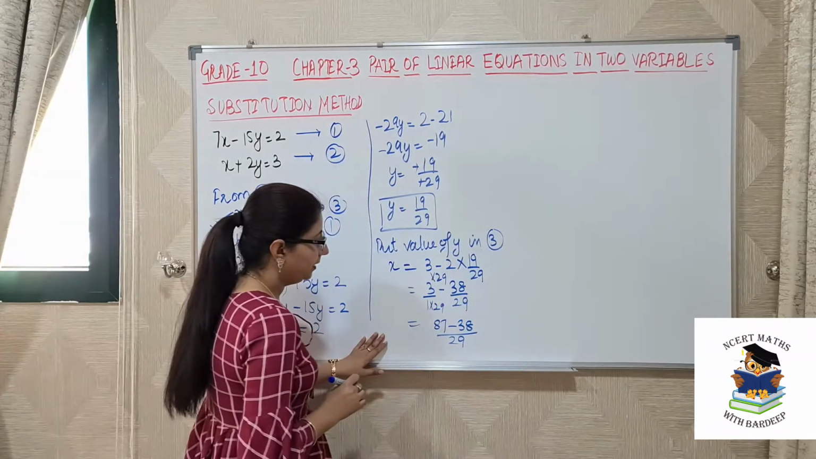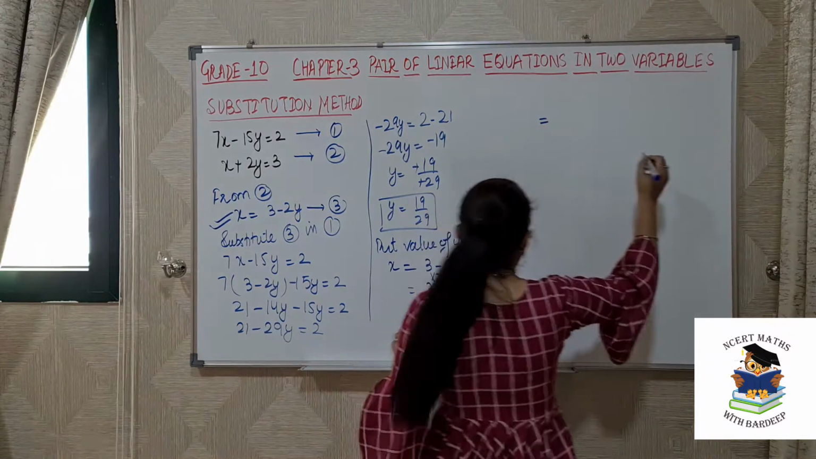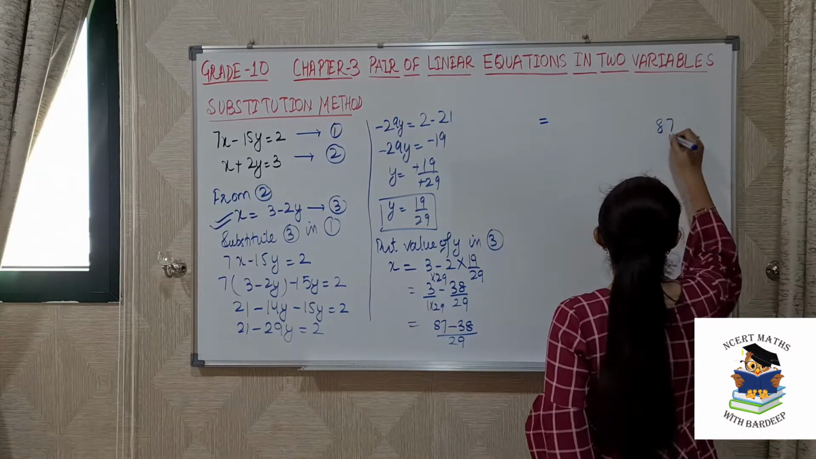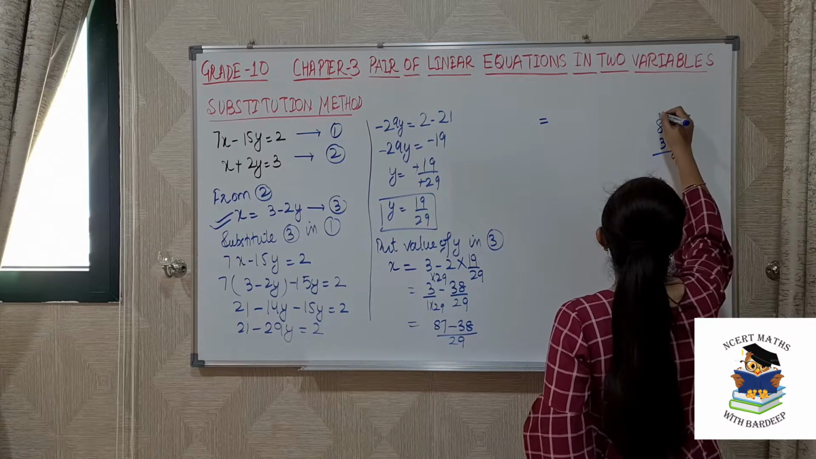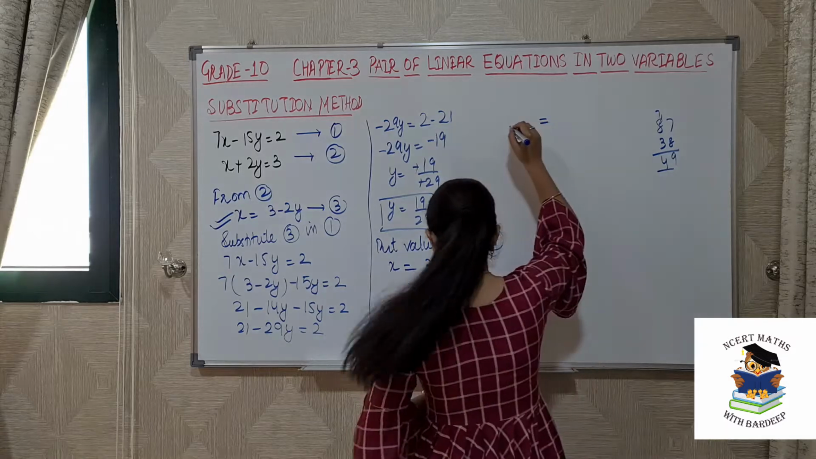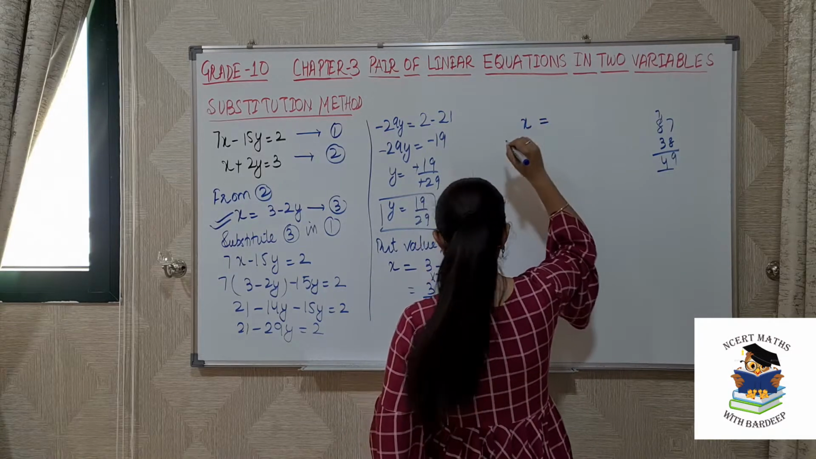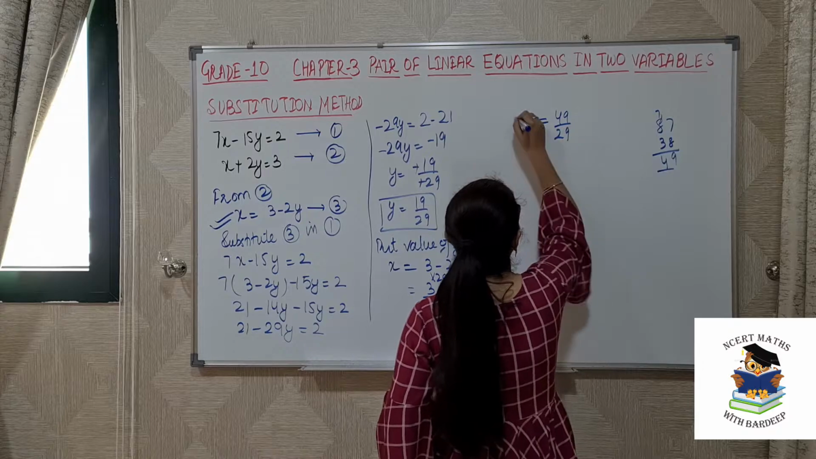So 87 minus 38. So 17 minus 8, you can find 87 minus 38. 17 minus 8 is 9, and then here 7, 7 minus 3 is 4. So this is equal to, x is equal to 49 over 29.